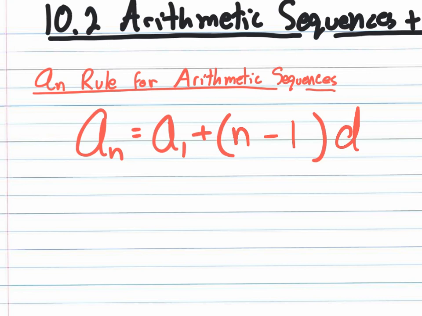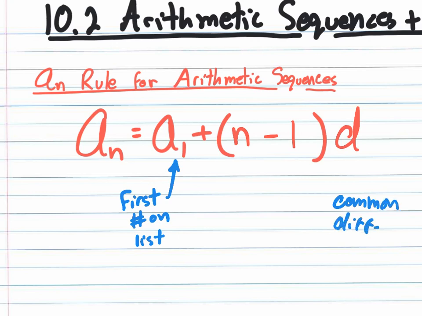And if you want, let's just jot down some notes right here. We could put first number on list. That's the a sub 1 right there. The common difference will be this d variable right there.